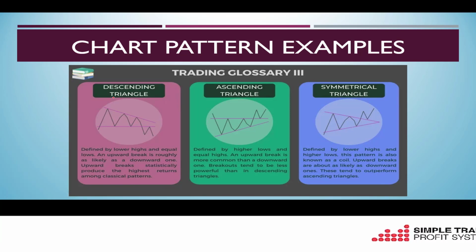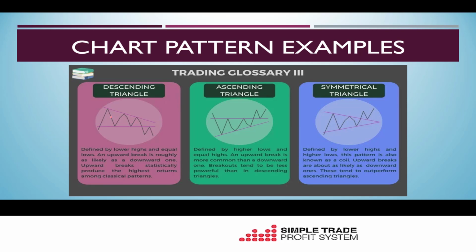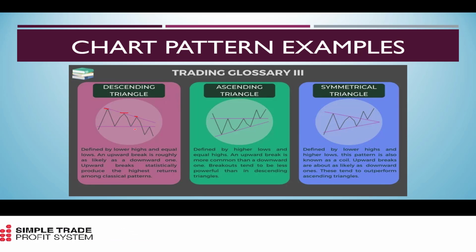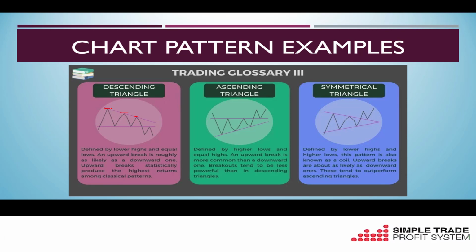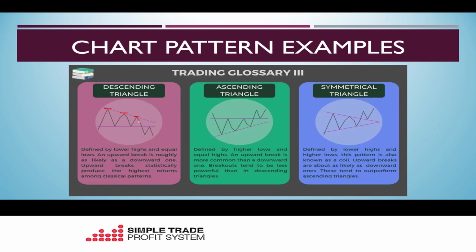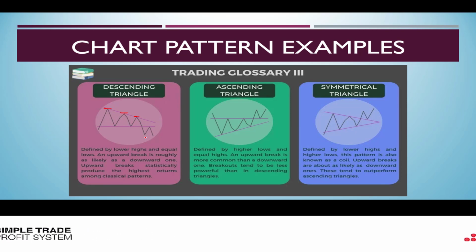The first one is a descending triangle. I'm not going to read all this, but it's essentially equal lows. The lows are equal, but the highs are getting lower and lower, which means that sellers are coming in. They're willing to sell here, then here, then here. Buyers are only able to drive price up to a lower high each time. This is a weak sign. This is a sign that the market could break down.